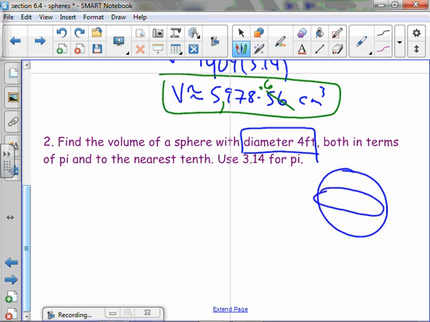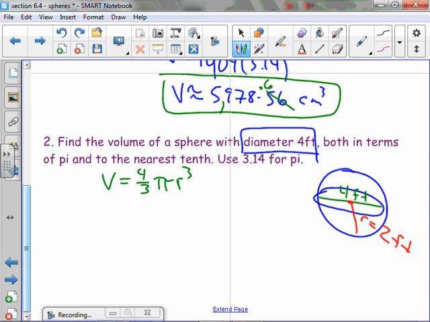So we will draw our sphere, and instead of having the radius, this time we have a diameter of 4 feet. Only problem is when we use our volume formula, volume is equal to 4/3 pi r cubed, we don't have a place to put diameter. We need radius. So we will need to find the radius, which is this point from here to there. Radius, and that's going to be half of the diameter, which is 2 feet. Now we can do our math.